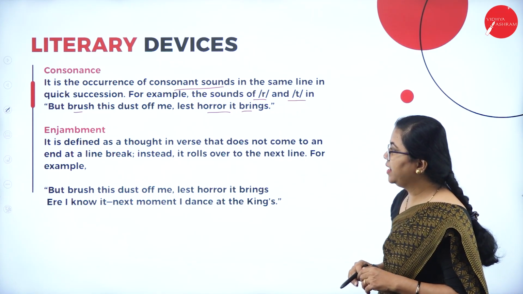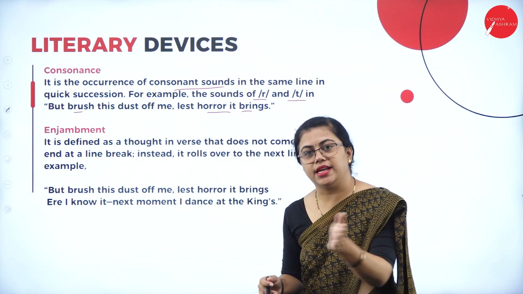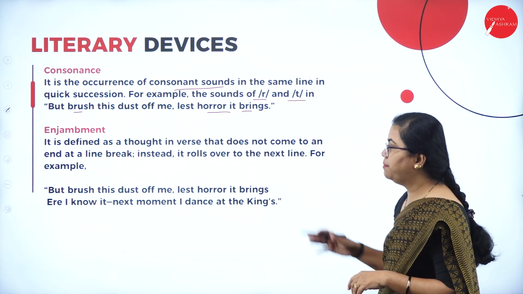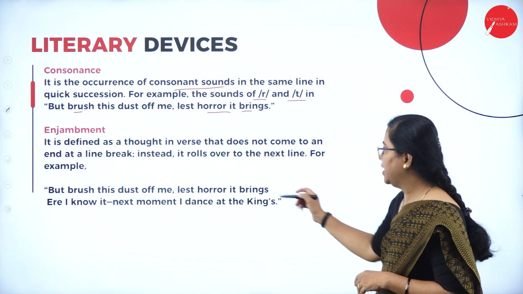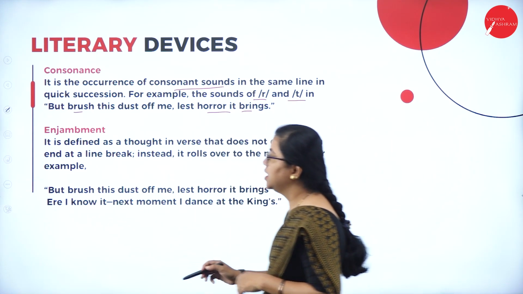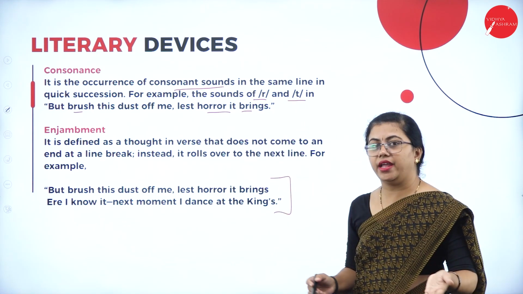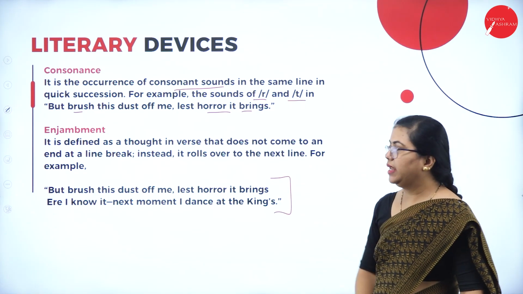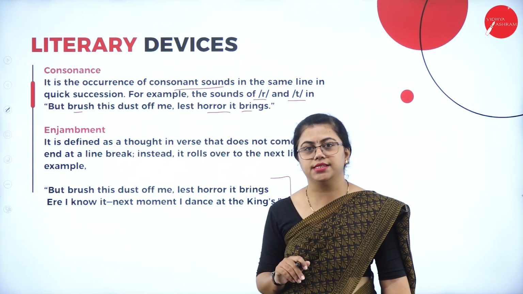Then we have enjambment. As I told you, the sentence doesn't end at the end of the line. It continues to the next line also. Here you can see, but brush this dust off me, lest horror it brings, ere I know it. So this is one example. I already told you another example also, isn't it? You find many enjambments in this poem.